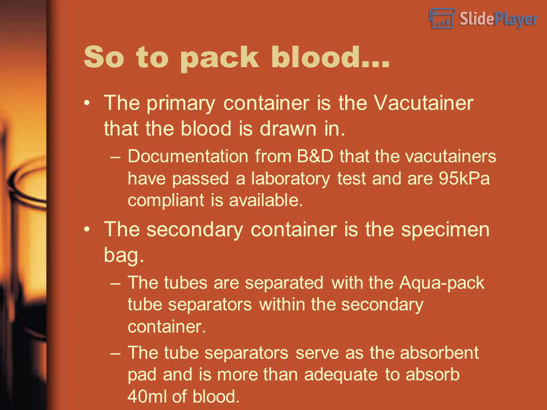The primary container is the vacutainer that the blood is drawn in. Documentation from B&D that the vacutainers have passed a laboratory test and are 95 kilopascals compliant is available. The secondary container is the specimen bag. The tubes are separated with the Aquapack tube separators within the secondary container. The tube separators serve as the absorbent pad and is more than adequate to absorb 40 milliliters of blood.